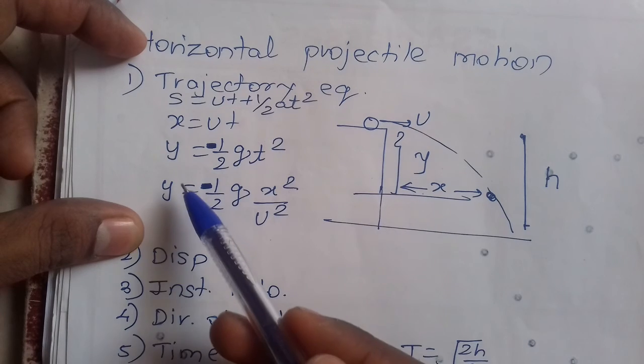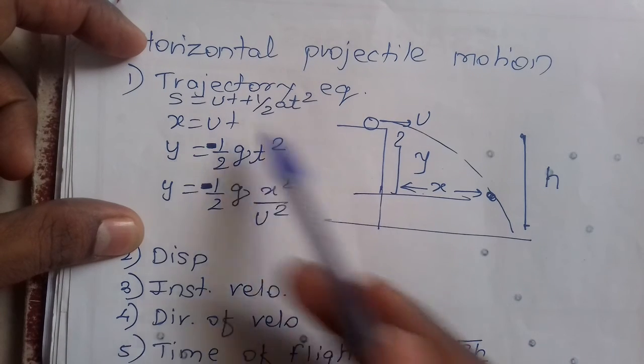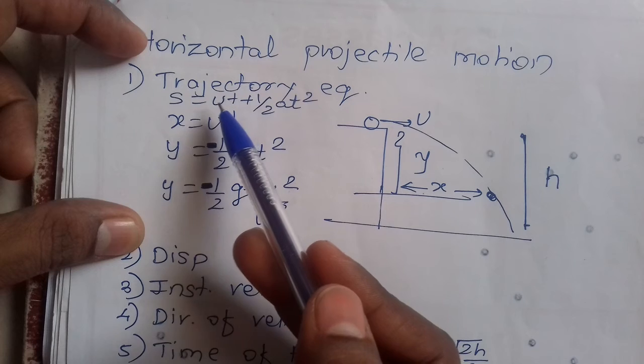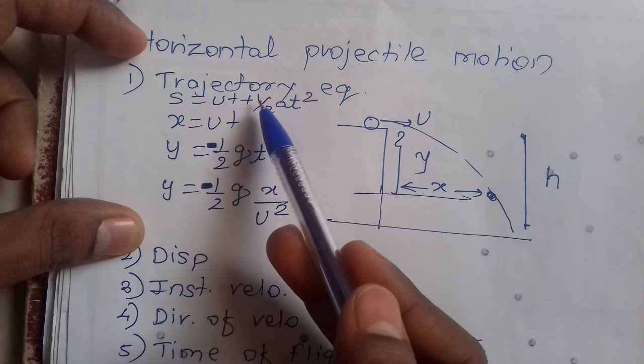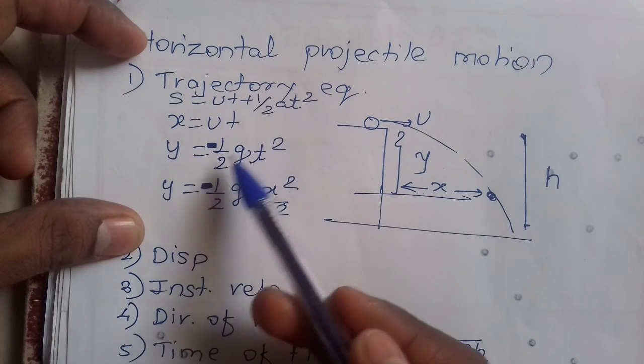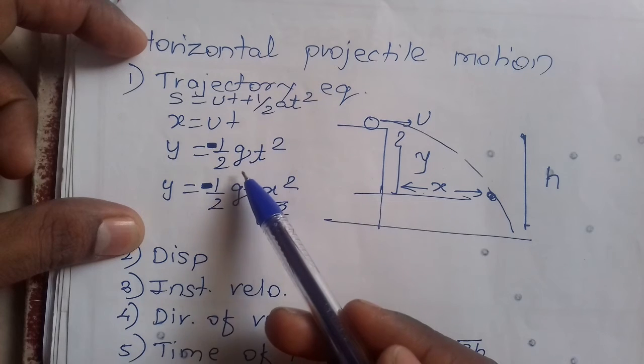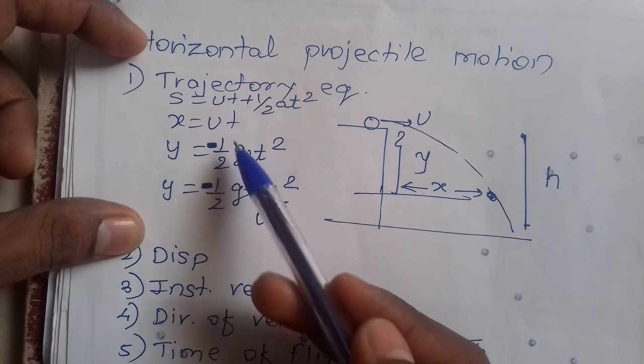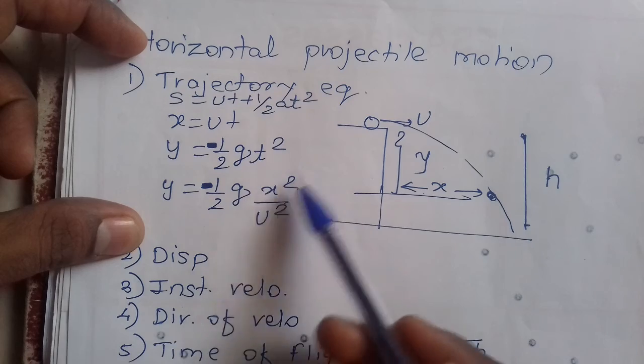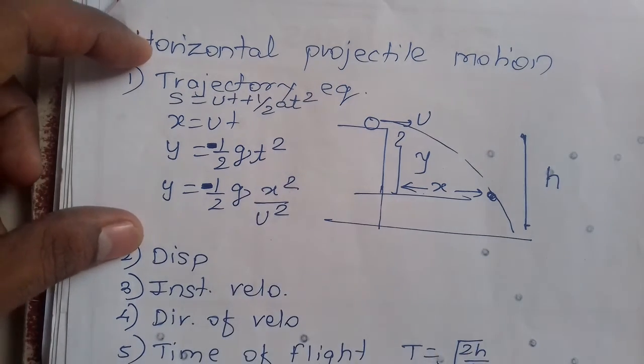Then vertical displacement y is equal to what? Ut, but vertical velocity is 0, therefore this part becomes 0. Half acceleration is minus, therefore minus g, and t square. This t we have put from this equation, x by u. So y is equal to minus half g x square by u square.